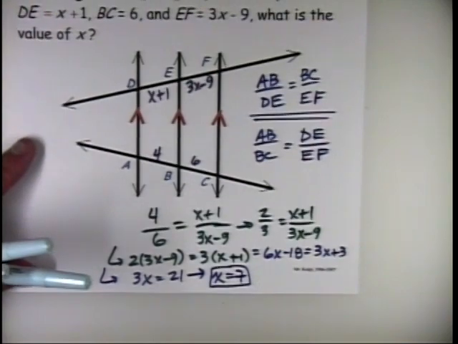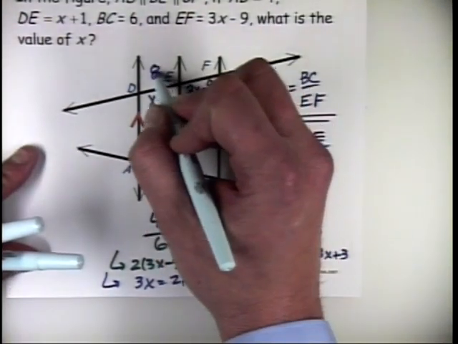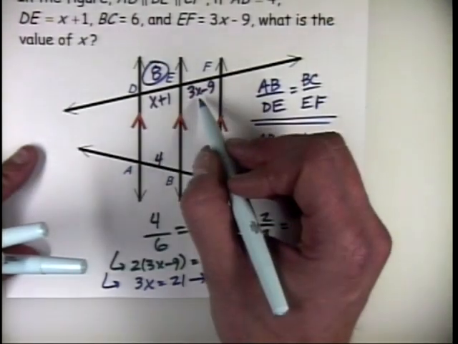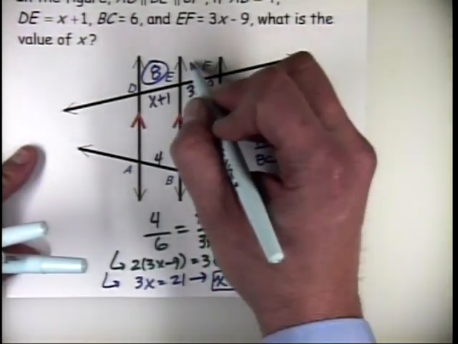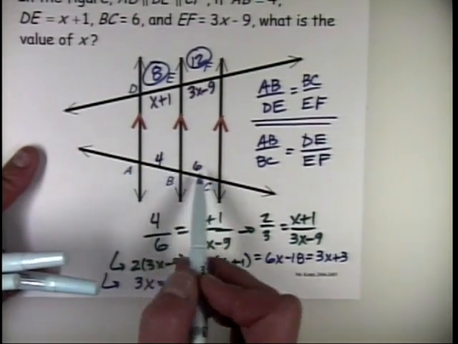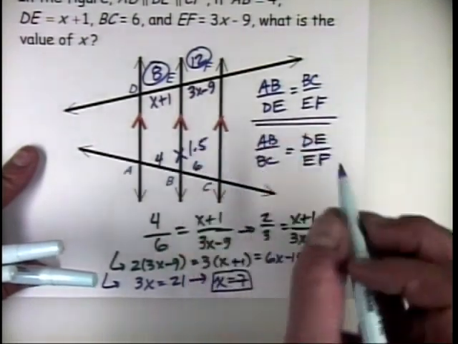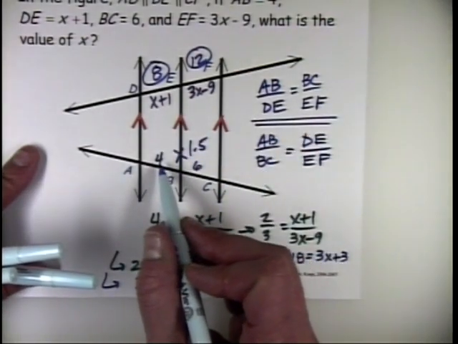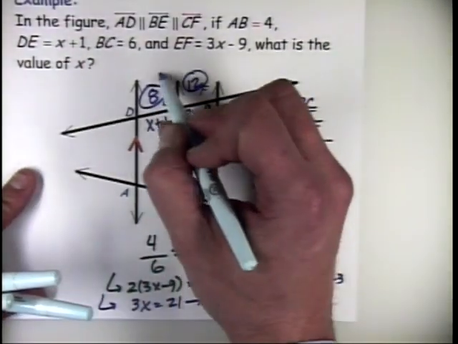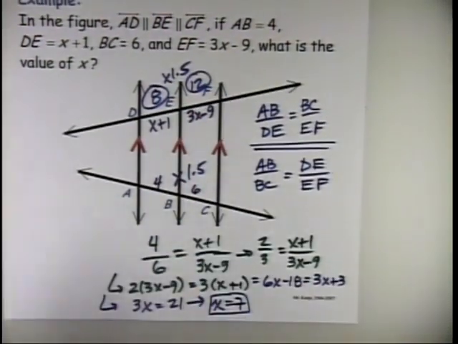And if you have a chance to check, plug it back in. 7 plus 1, that means that DE ended up being 8 units. Plugging in a 7, I get 21 minus 9, which is 12 units. So notice, from AB to BC, 4 to 6, it's really times 1.5. This is 1.5 times larger than 4. And notice to go from 8 to 12, 12 is 1.5 times larger than 8. So they have the same ratio of proportionality, okay? And we could expect that.